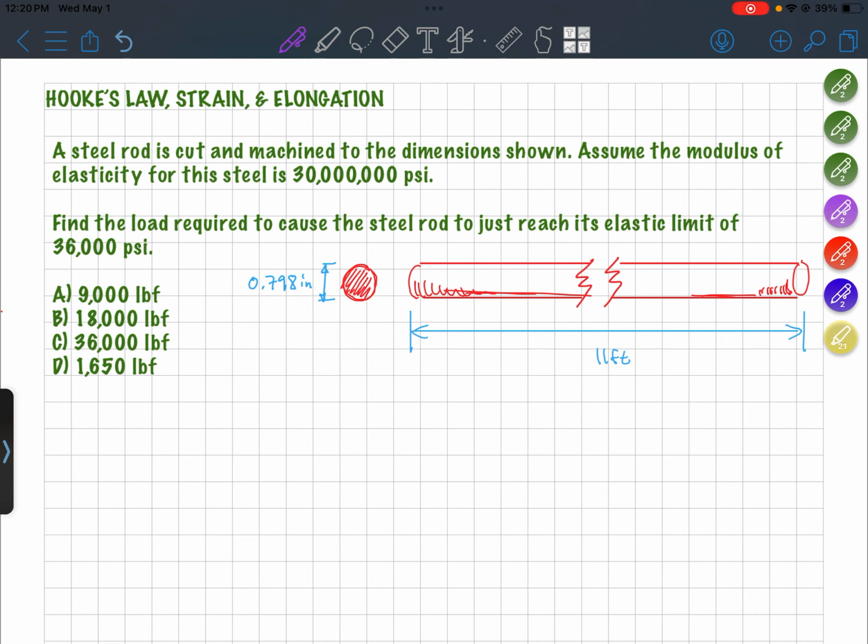A steel rod is cut and machined to the dimensions shown. Assume the modulus of elasticity for the steel is 30 million psi. Find the load required to cause the steel rod to just reach its elastic limit of 36,000 psi. So we've got some imagery on the right. We've got our answer choices. First thing I'm going to do is write what I'm solving for, which is force, the units, pounds force. All right, let's go straight into it.